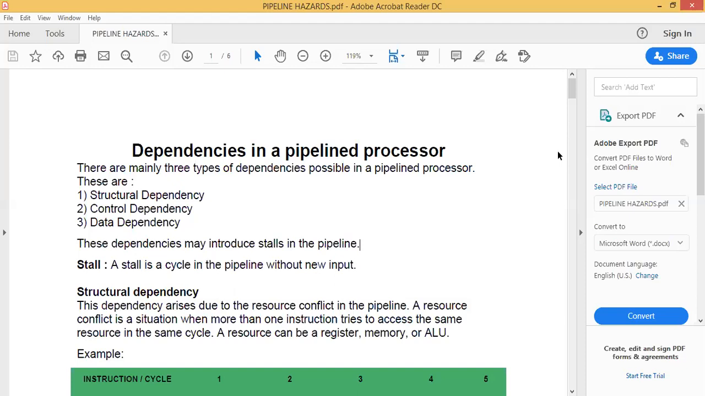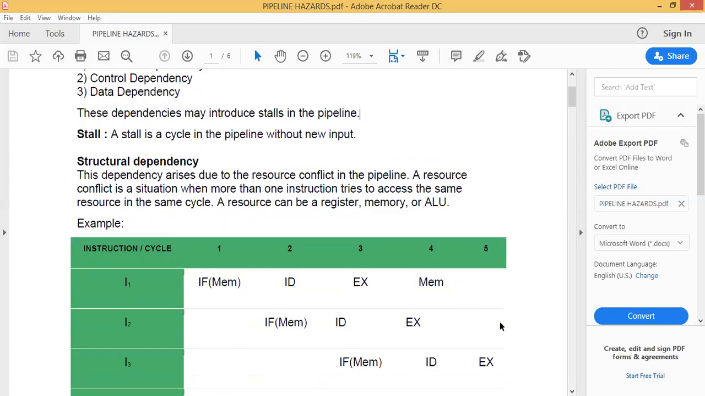Structural dependency arises due to resource conflict in the pipeline. A resource conflict is a situation when more than one instruction tries to access the same resource in the same cycle. A resource can be a register, memory, or ALU. Give an example.